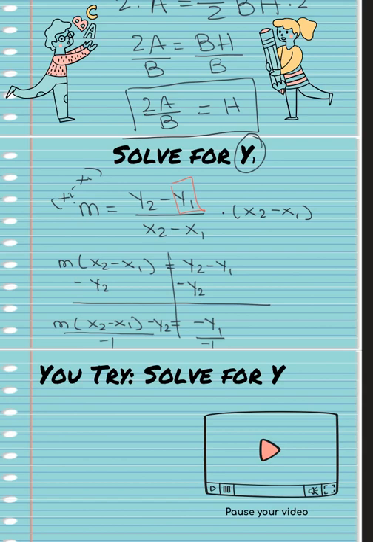On the right side, I'm just going to have y sub 1. And then I have to divide everything on the other side by the negative 1. So I'm going to have negative m times negative x sub 2 plus x sub 1 plus y sub 2. Sorry, that should be a y sub 2.